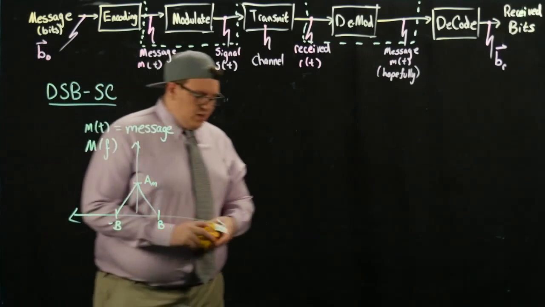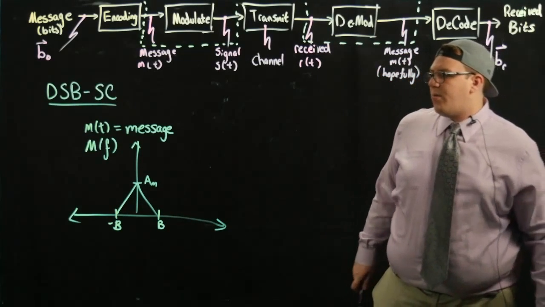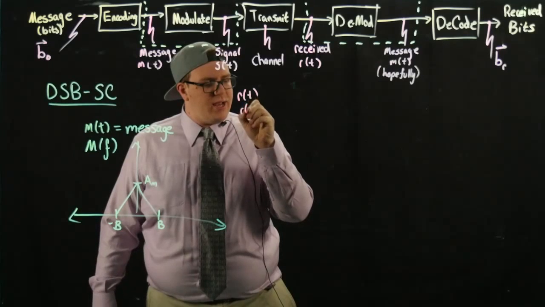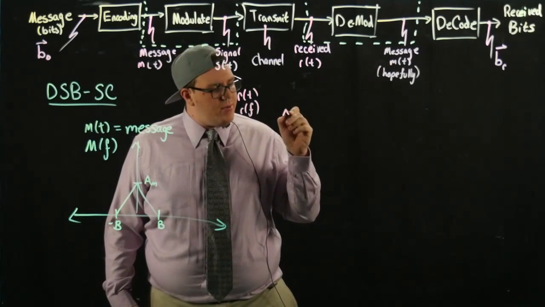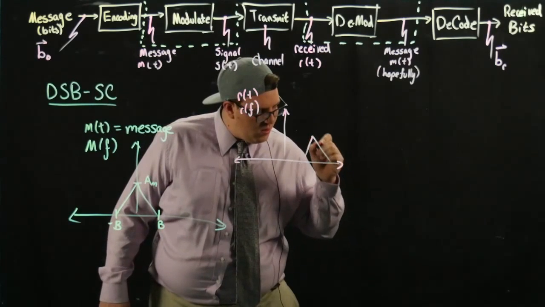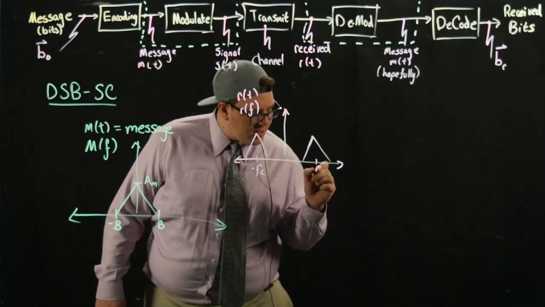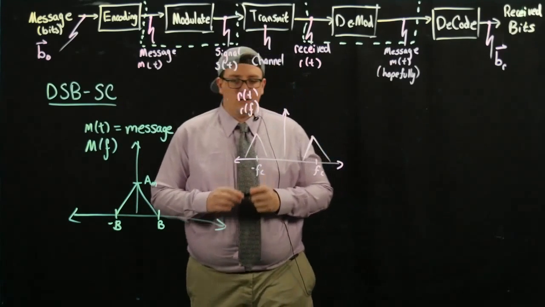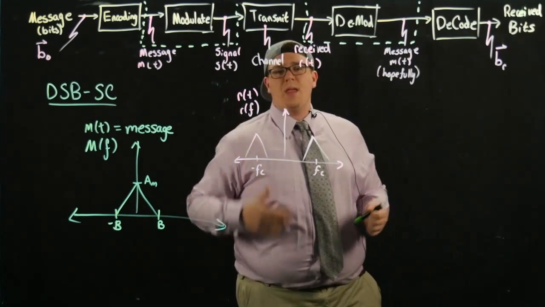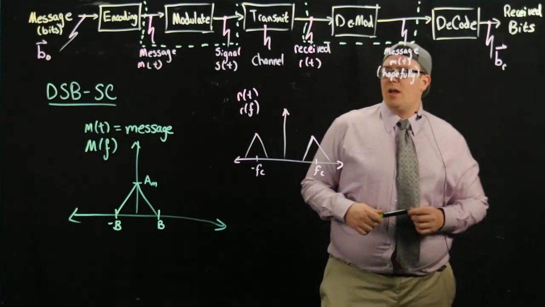I'm going to leave this here because this is the thing we want to recover on our receiving end. On our receiving end, we have r(t), where R(f) looks like the signal that we sent, probably with some noise, but we're going to ignore that for now. So we have this guy here, minus fc, plus fc. Again, we want to take this r(t) and do something to it, maybe pass it through a couple of filters, and get back our original m(t).